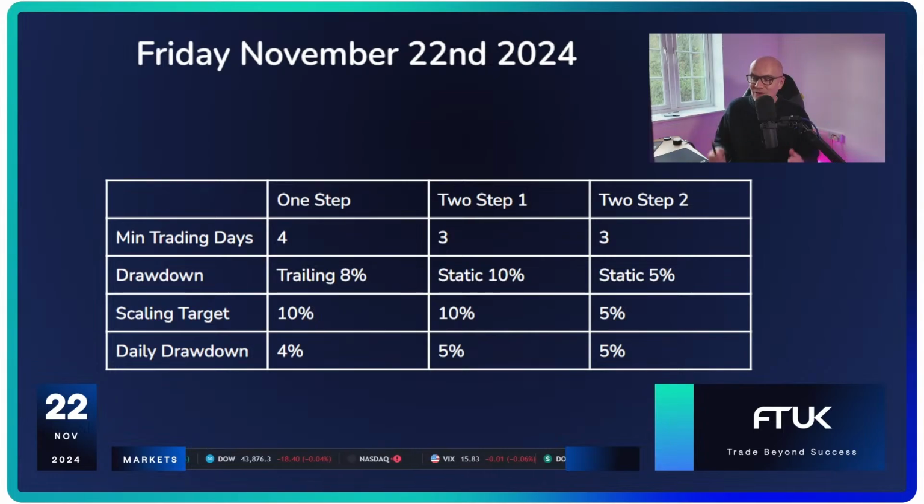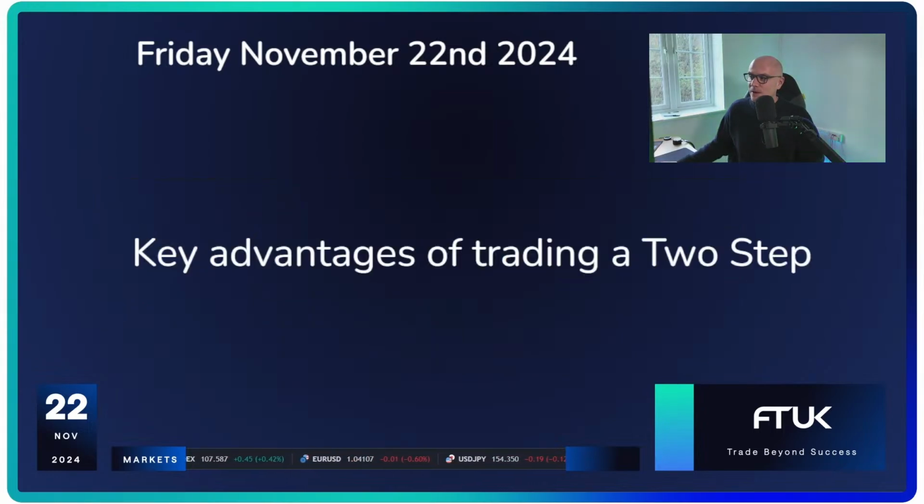And finally, the final component of that is the daily drawdown. You'll see there that you only get a 4% daily drawdown with a one step, but that is extended out on the two-step, and you get an extra 1%. It doesn't sound much, but when you're trading actively on a day-to-day basis, those kind of extra bits of room on the parameters of the rules, they really, really make a difference. So it is important.